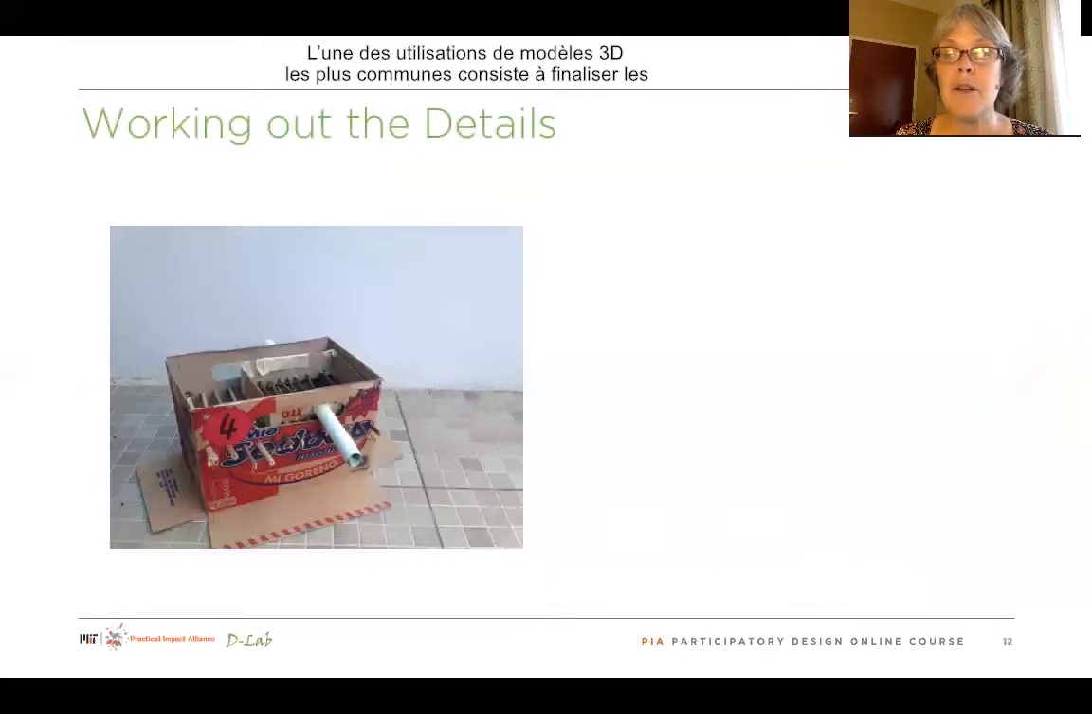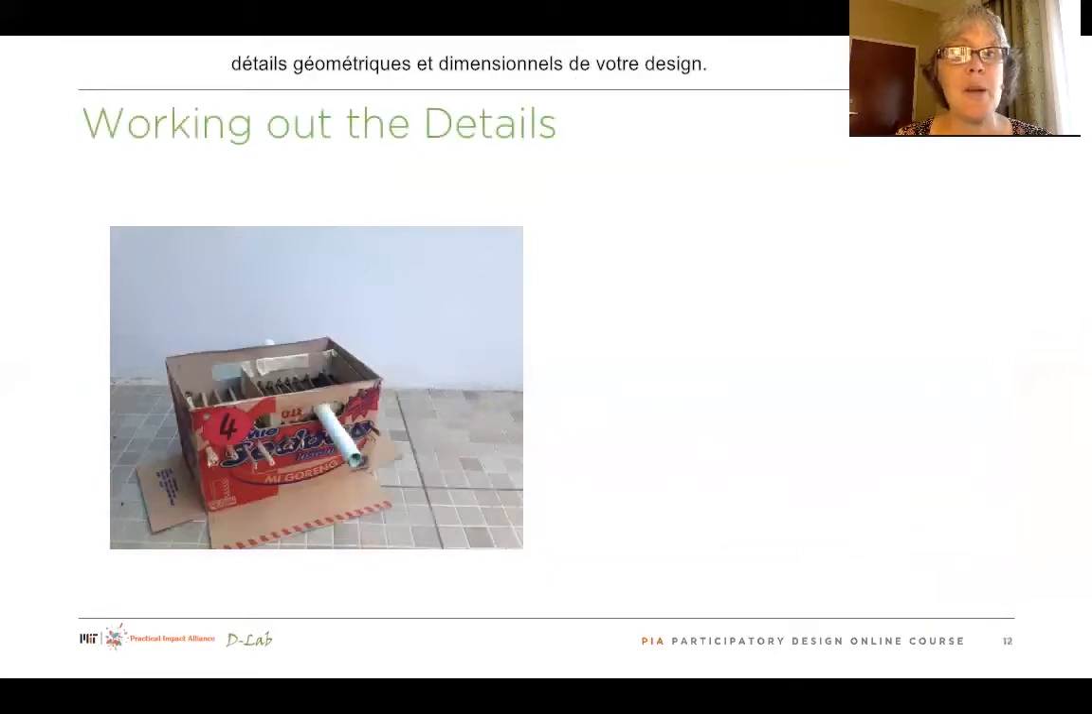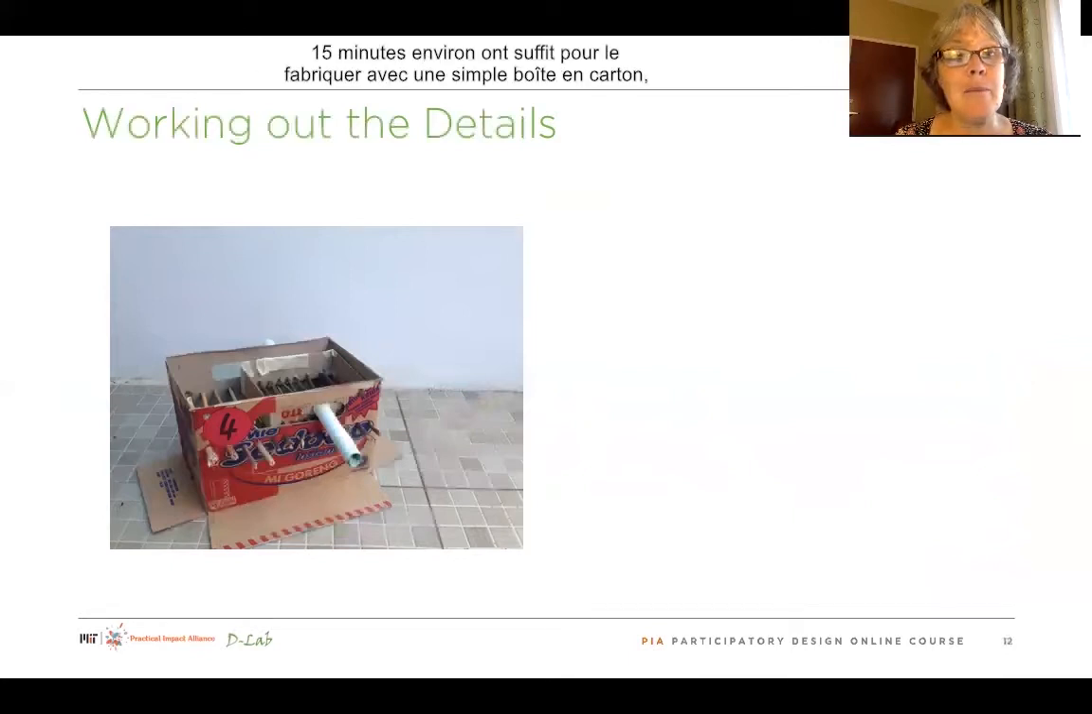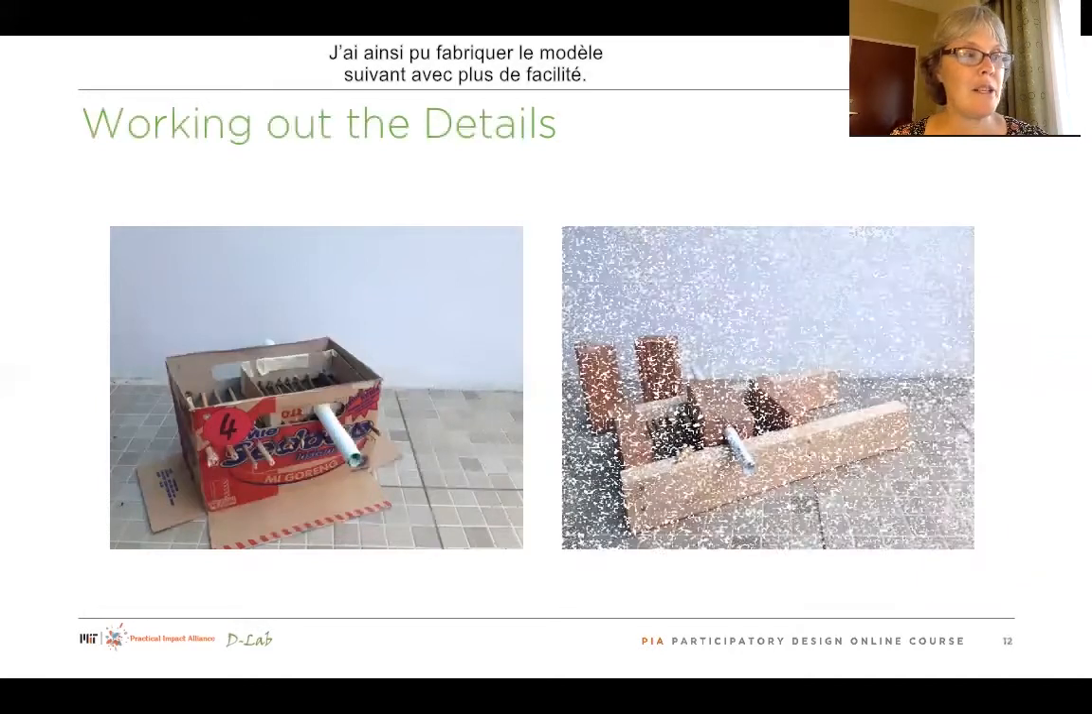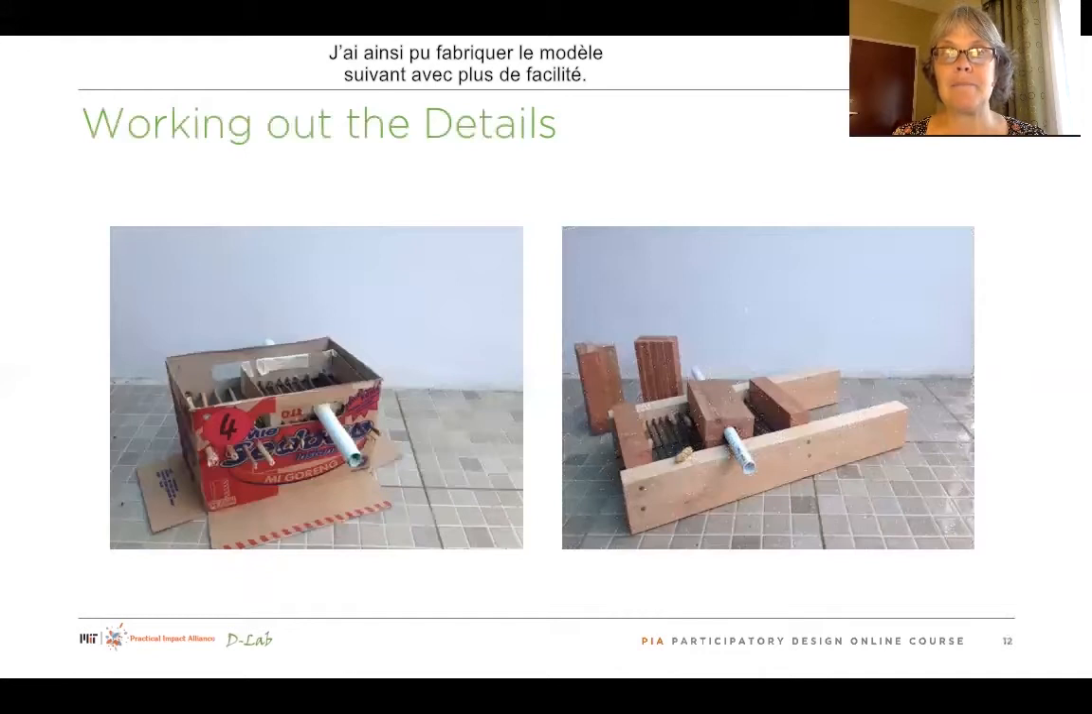One of the most common uses of sketch models is to work out the geometric and dimensional details of your design. Here's a sketch model of a peanut sheller. It took about 15 minutes to make, using just a cardboard box, some sticks, and a scrap piece of PVC. While I was making it, I learned a lot about where the sticks should be placed, the size of the gap between the sticks, and how the handle should be. This allowed me to build the next model much more easily.